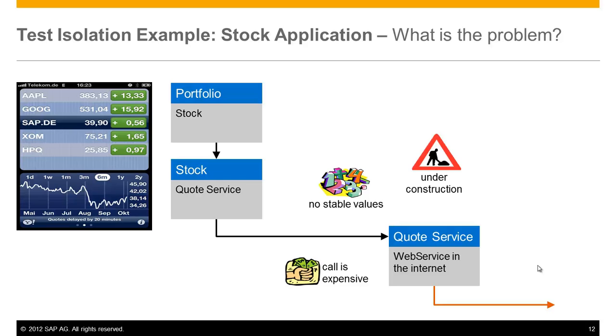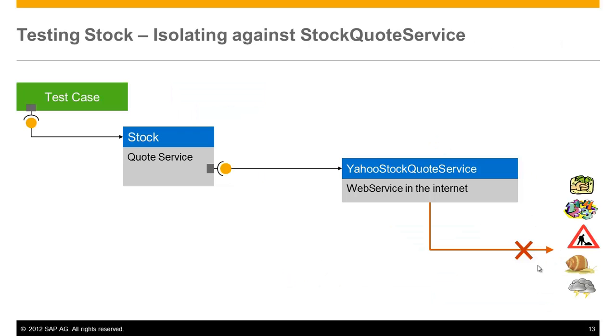You don't get stable values. Whatever you're calling may be under construction, not available all the time. It is definitely much slower than what you have internally as a small unit test, and you cannot provoke it to raise exceptions. For instance, you cannot say to the quote service, hey, give me a -1, I want to see how my code behaves when I get a negative value or a timeout or things like that. So you see that these dependencies on an outside component, the quote service, make it really hard to test your code. And typically also very expensive. Hard means expensive. So what can we do?